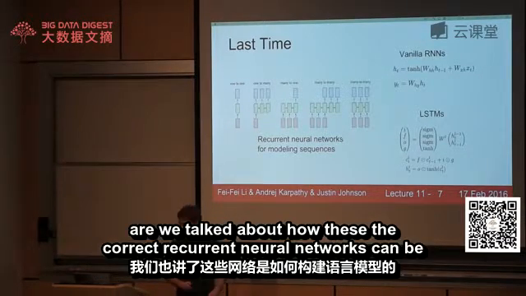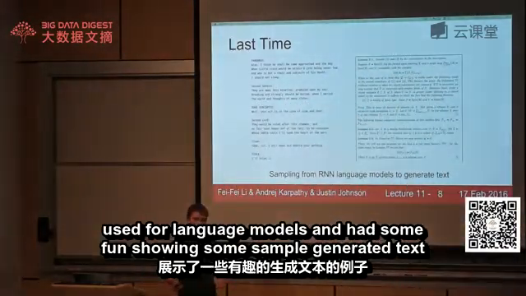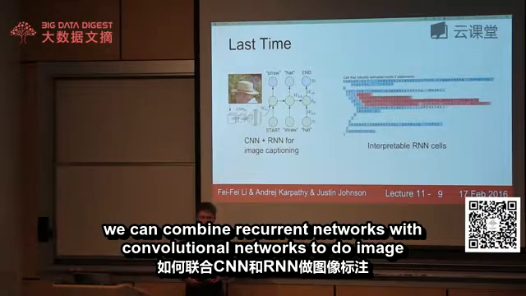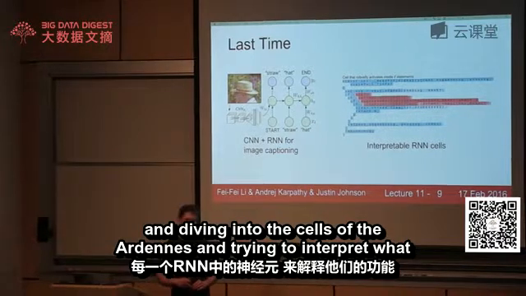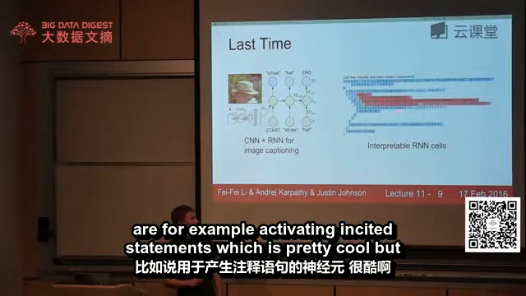We talked about how these recurrent neural networks can be used for language models, and had some fun showing sample generated text on Shakespeare and algebraic geometry. We talked about how we can combine recurrent networks with convolutional networks to do image captioning. And we played a little game of being RNN neuroscientists, diving into the cells of the RNNs and trying to interpret what they're doing. We saw that sometimes we have interpretable cells that are, for example, activating inside if statements, which is pretty cool. But today we're going to talk about something completely different.